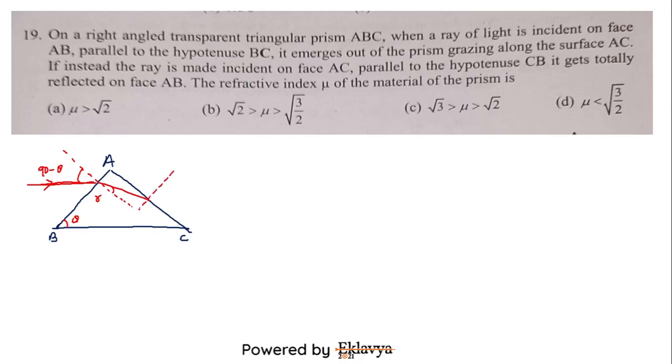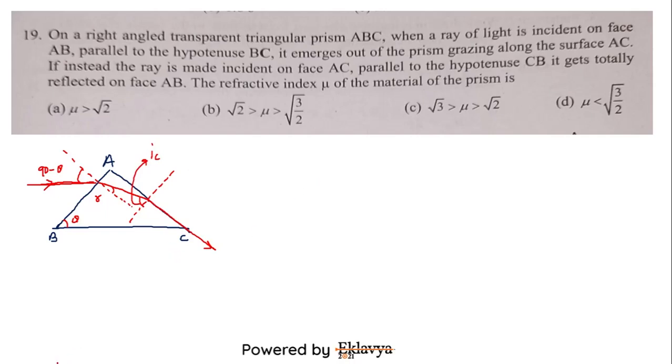I will draw another normal here. Now the question says that if it emerges along AC like this, it obviously means that this angle is going to be the critical angle. This angle is the critical angle. So that is situation one.